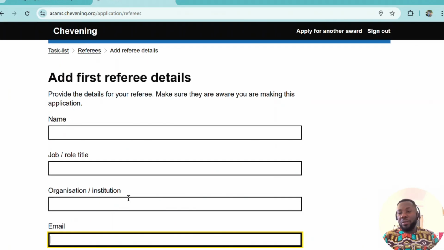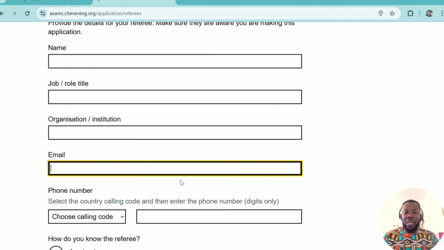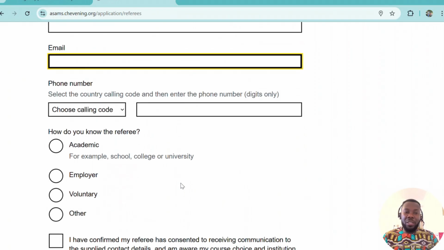Make sure that you have already informed the people whose information you are going to input here before you submit, so that they will be alerted whenever they receive an email. They will know that it's coming from you. Otherwise, people might consider it spam and delete it, and if you do not get the required reference or recommendation from these people, you might not be accepted for the study program or for the scholarship, just because you couldn't get the right recommendation letters.